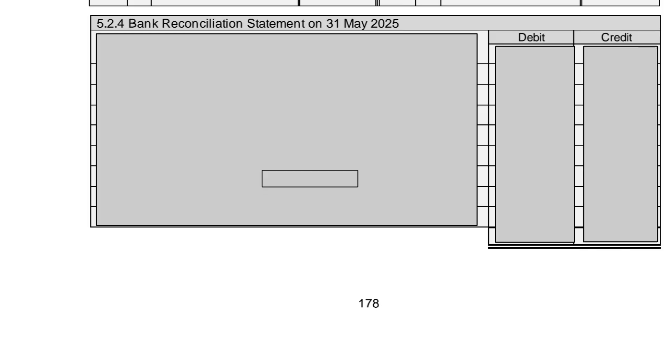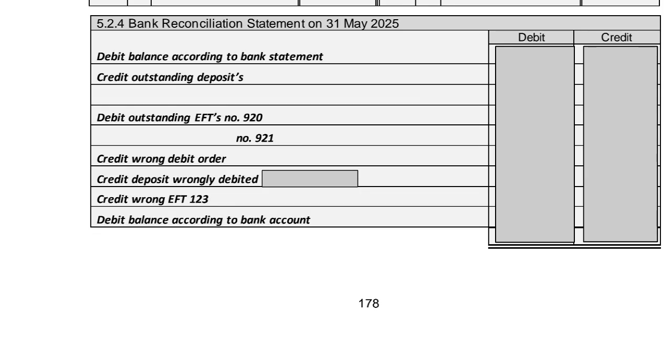5.2.4, the bank reconciliation statement on 31 May 2025. Remember, the first thing that you need to familiarize yourself with is your format. So it will be whatever balance according to the bank statement, any outstanding deposits that we're going to credit, any outstanding EFTs that we are going to debit, and then any errors. In this case, there was a credit wrong debit order, there was a credit deposit wrongly debited, and there was a credit wrong EFT 123. And then our debit balance according to the bank account, which we've just calculated, is 25,950 Rand.